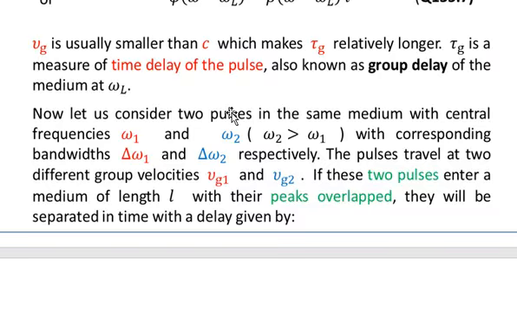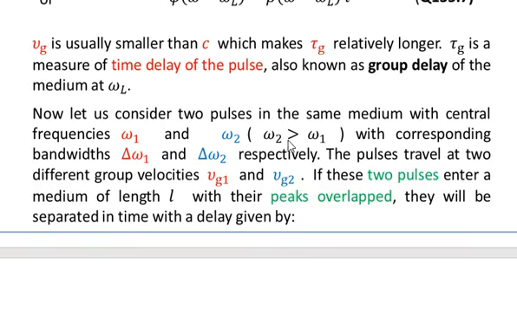So far we talked about one pulse. We wrote down the phase relationship between the pulse, and we also discussed different other parameters. Now we are going to discuss the case of two pulses. Let us consider two pulses in the same medium with central frequencies omega 1 and omega 2. That is, for pulse 1 the central frequency is omega 1, and for the second pulse the central frequency is omega 2.